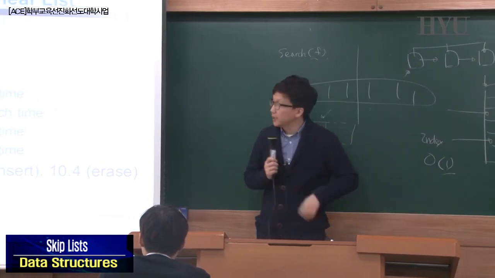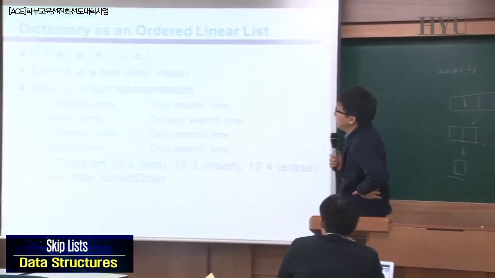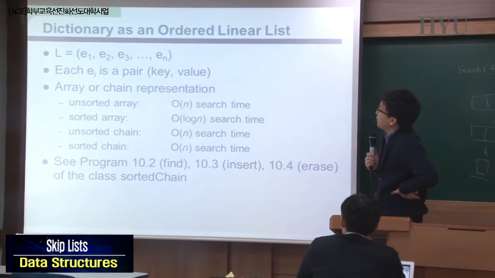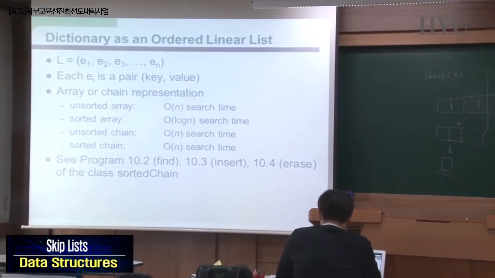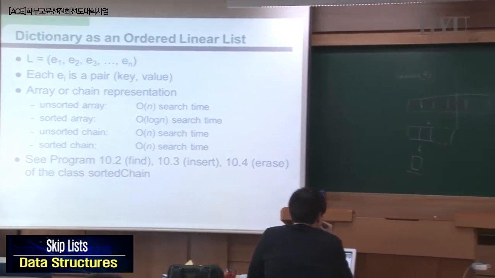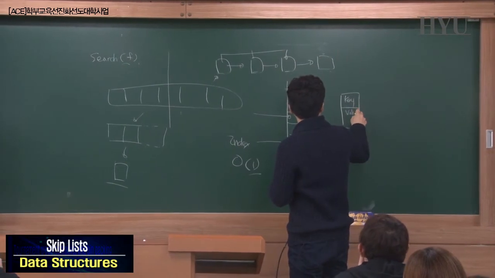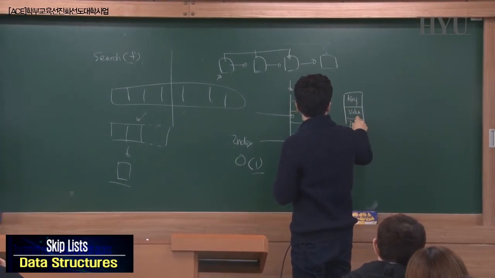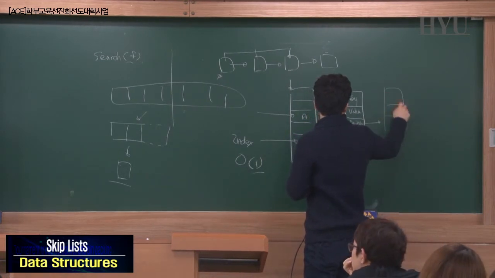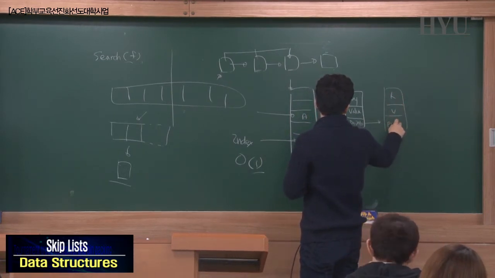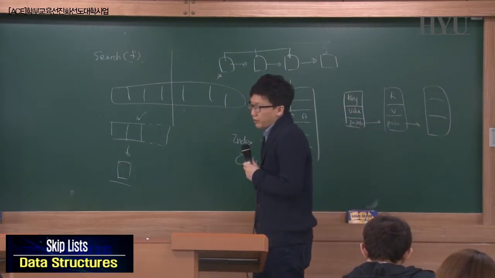Dictionary as an ordered linear list. Linear list we know, order we know. Each element is a pair, key and value. So each element has a key and a value. Key, value, pointer. You can do this too.